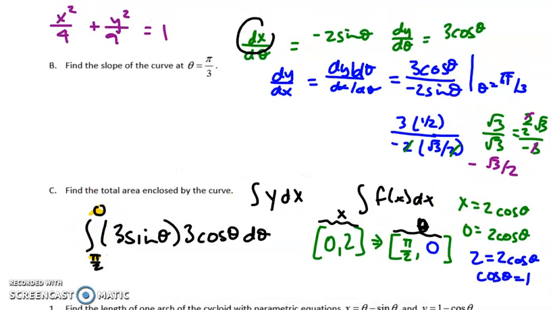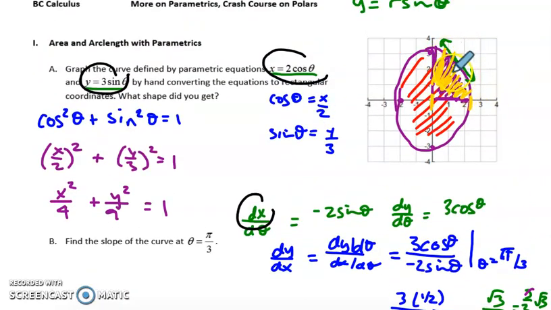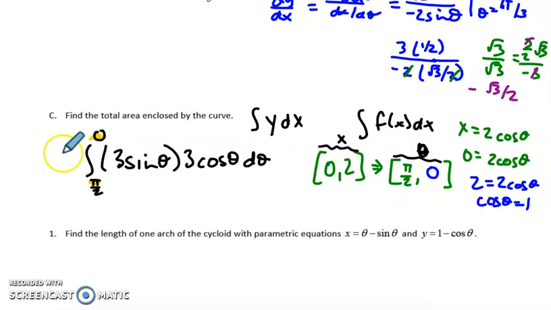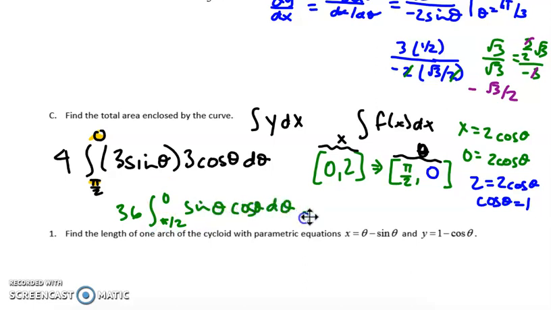And if you recall, that only gets us this quadrant. So I still need to use symmetry to multiply by 4 to get the entire area enclosed within the curve. The good news is that you are going to do this now on your calculator. If you want to simplify it before putting it in, you have a 3 and a 3 times 4, so 36 out in front, pi over 2 to 0, sine times cosine d theta. Plug that all into your calculator, and it actually works out very nicely to be 6 pi.